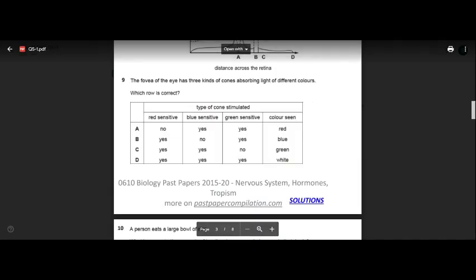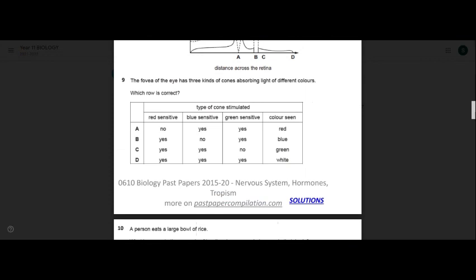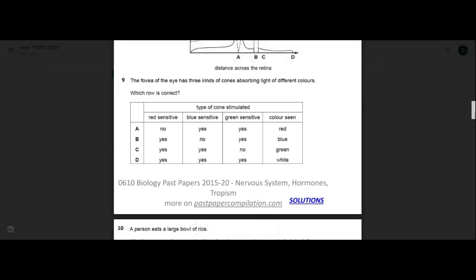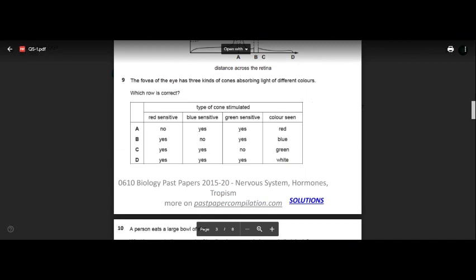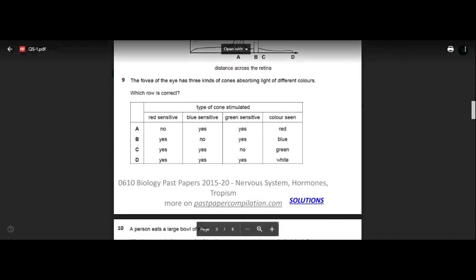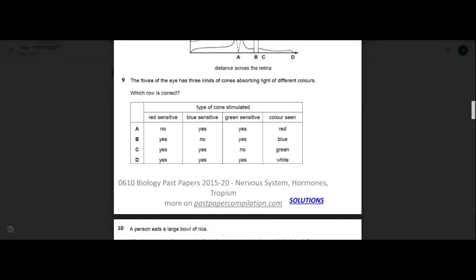Now back to the question paper. The fovea of the eye has three kinds of cones absorbing light of different colors. They said that M, L, and S. So which row is correct? Type of the cone stimulated: red, blue, green, and what is the color that you see based on that chart that you saw there?